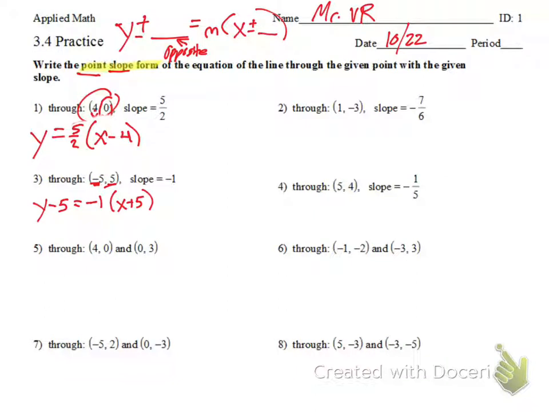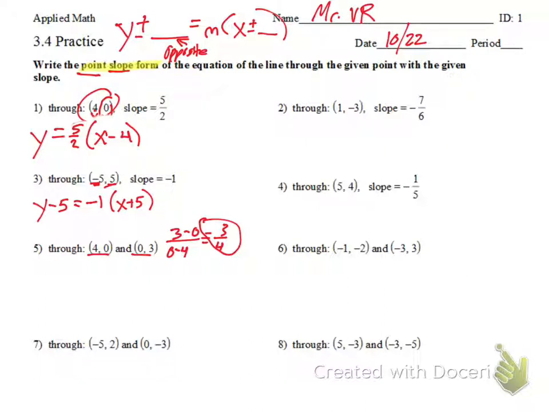Number 5, we have 2 points. If we just have 2 points, then we need to probably do the slope first, right? Because we have to find out what our slope is, or what our m is. So that would be 3 minus 0 over 0 minus 4. That would give us 3 over negative 4, which makes the whole thing negative. So our slope is negative 3 over 4.